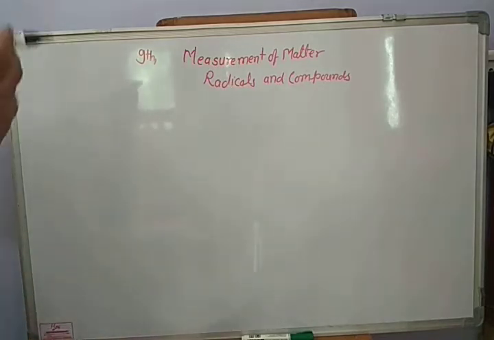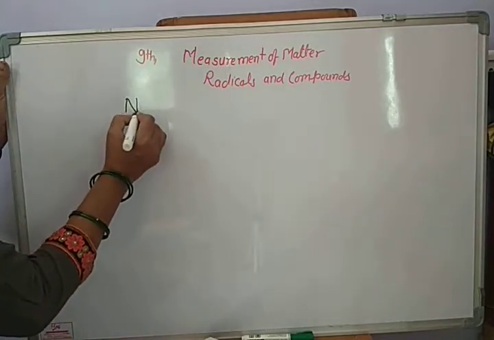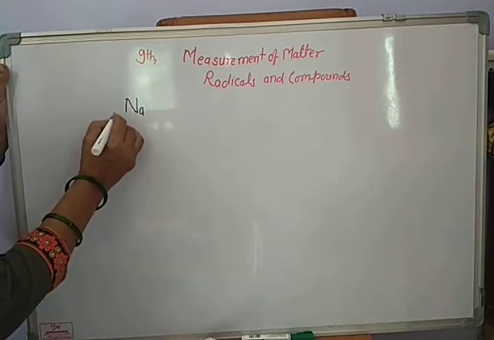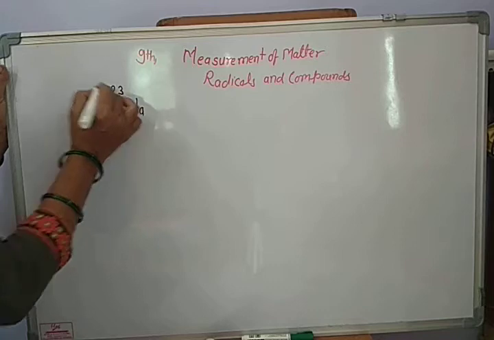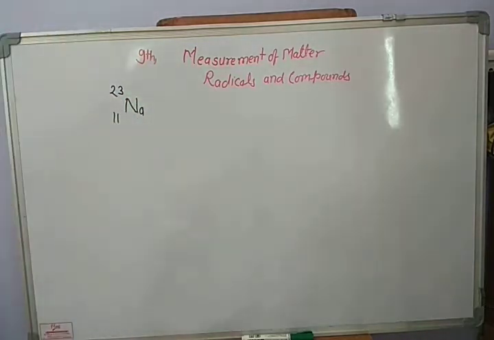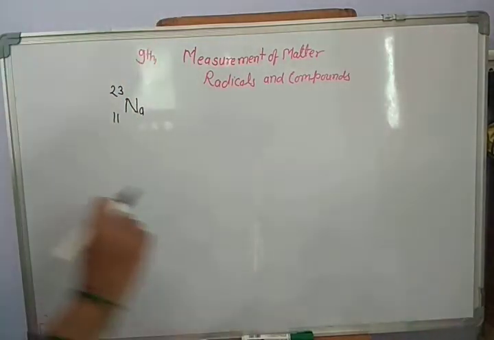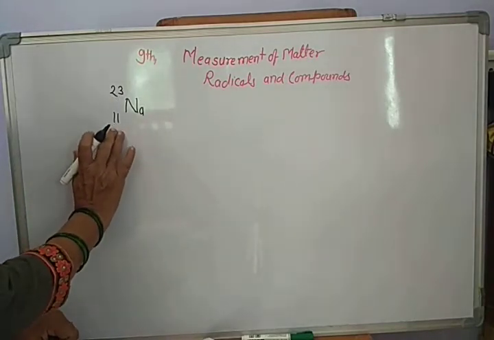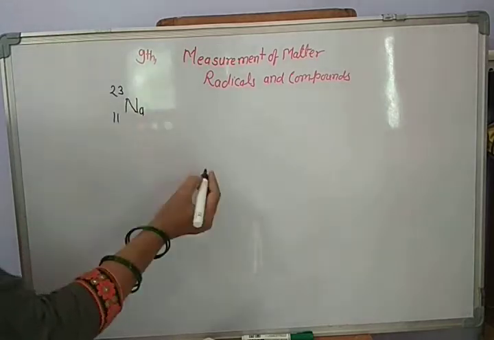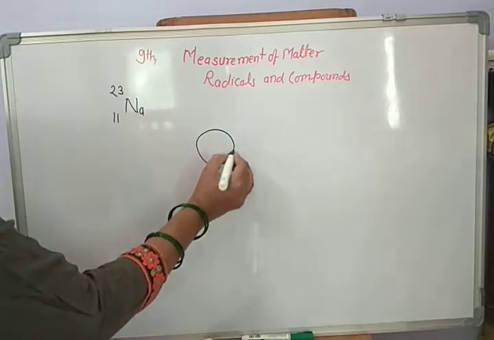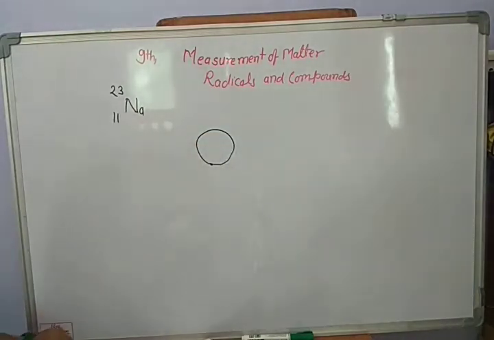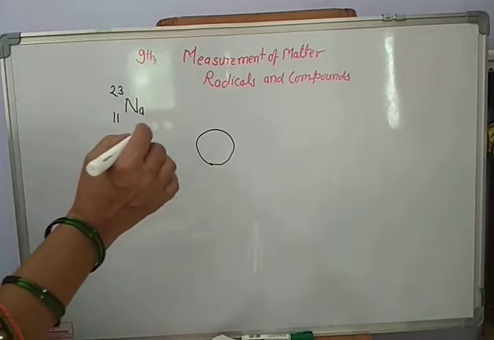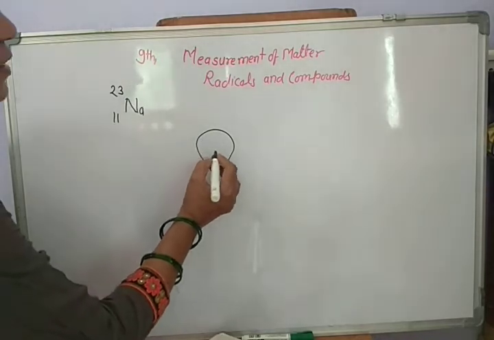For example, sodium. What is its atomic number? Its atomic number is 11 and its atomic mass number is 23. So it contains 11 protons, 11 electrons and 12 neutrons. Every natural shape is spherical because a sphere has much more stability than other shapes.